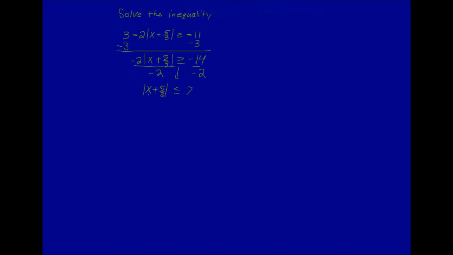Now that I have the absolute value isolated, I can write my two inequalities. The first one is x plus 5/3 is less than or equal to 7. The second inequality is x plus 5/3 is greater than or equal to negative 7. Notice in the second inequality, I changed the sign of the number on the right, and I also changed the inequality symbol from less than or equal to, to greater than or equal to.